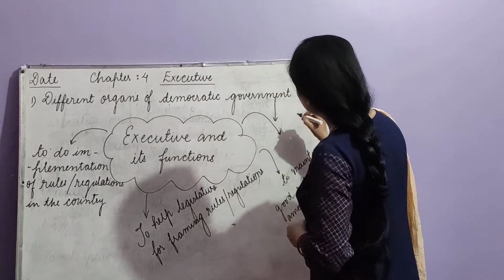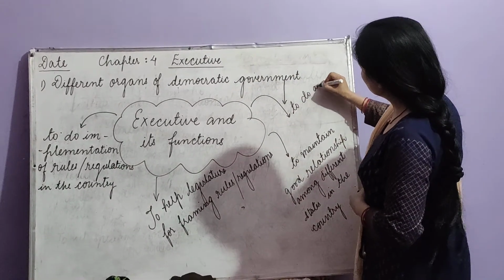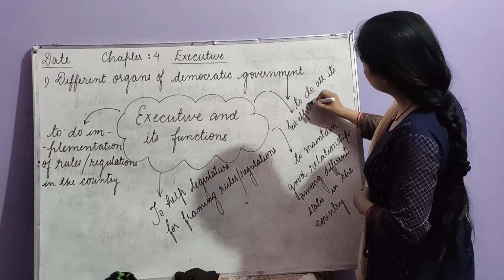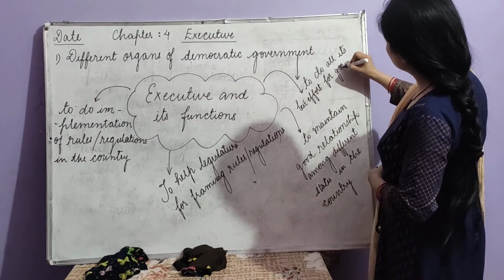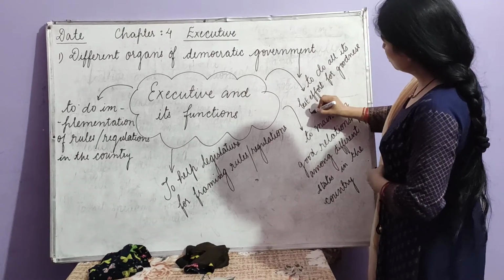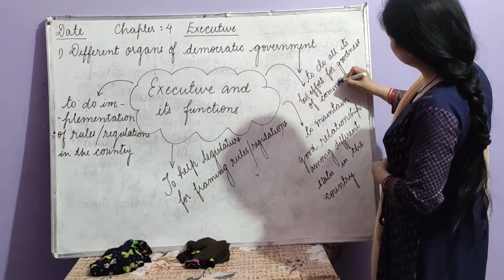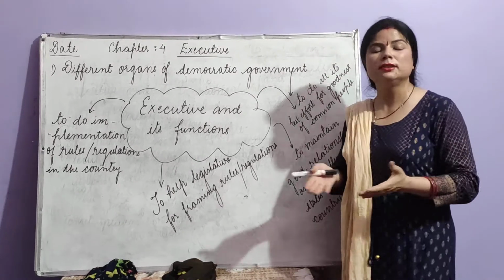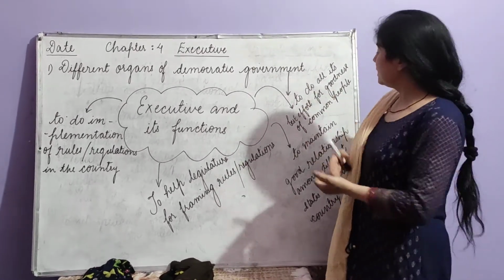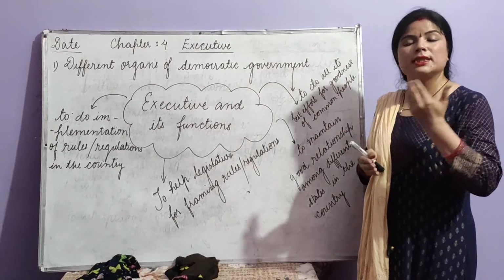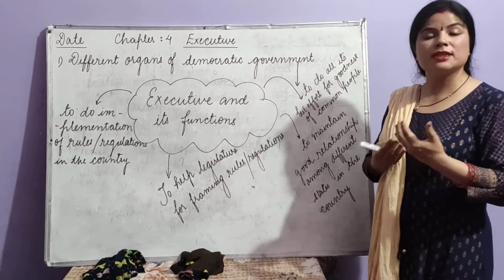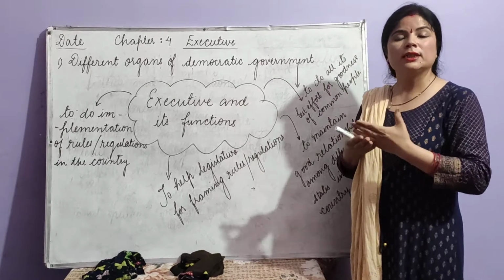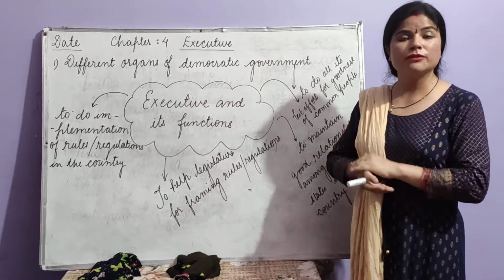Students, finally, to do all its best effort for goodness of common people. So finally, after discussing all the functions of our executive, this organ, we observe or we come to know that executive performs its duty properly in the society and always tries to give its best effort to do all the work in the welfare and goodness of the people of the country.